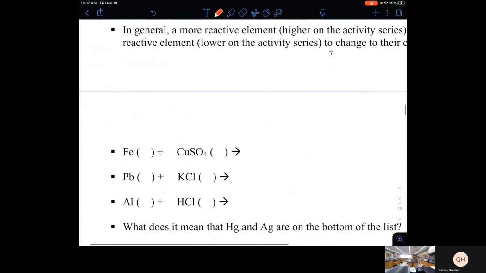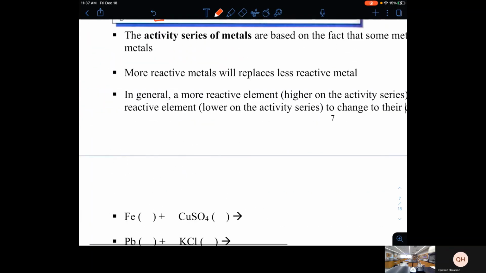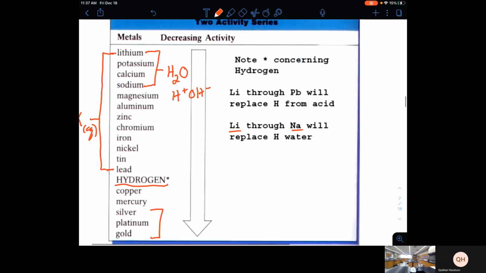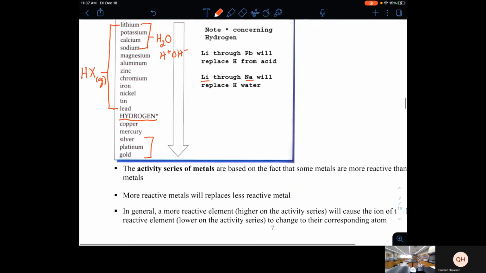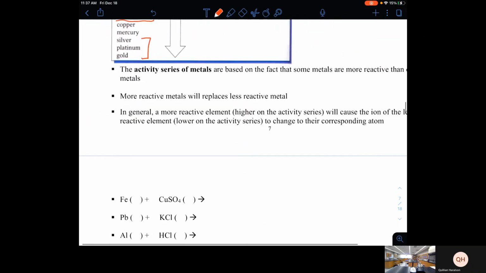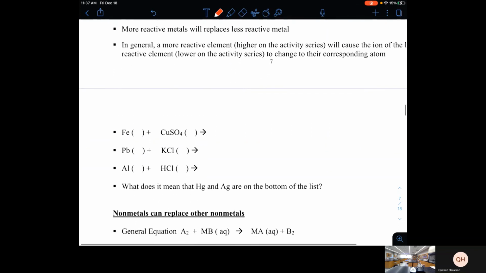So let's look at it. Basically what's going to happen is you will be given the activity series. So I will provide you the activity series when you take your test, and it will look just like this activity series right here. So I'll have the special notes on there as well. And basically what we'll do here is we'll use this activity series now to figure out whether or not our single displacement reaction will take place.